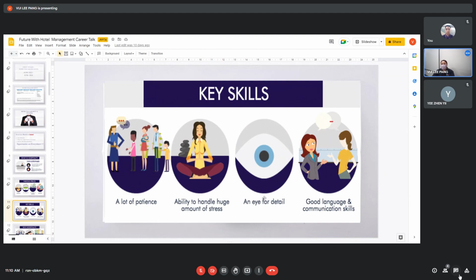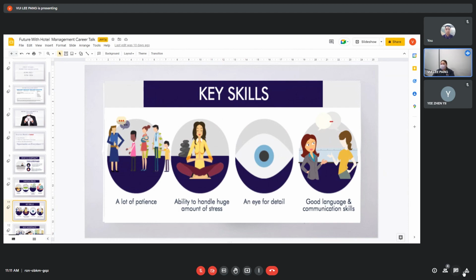And number 3, an eye for details. Especially working in a hotel, like a housekeeper, the room attendant. Whenever you enter the room, you don't want to see any hair on the floor or on the bed sheets. All these are very simple mistakes, but they can create a huge problem. So an eye for details is another key skill as a hospitality frontliner.